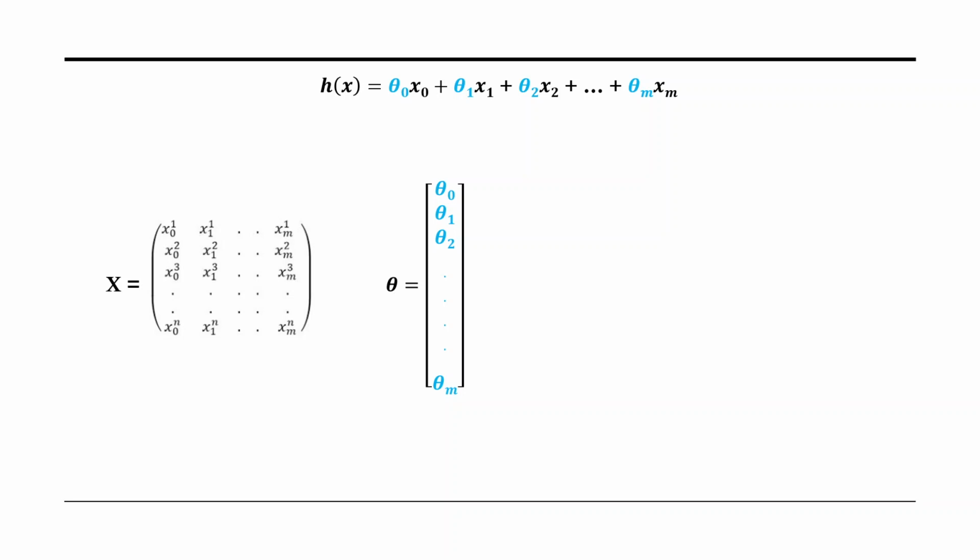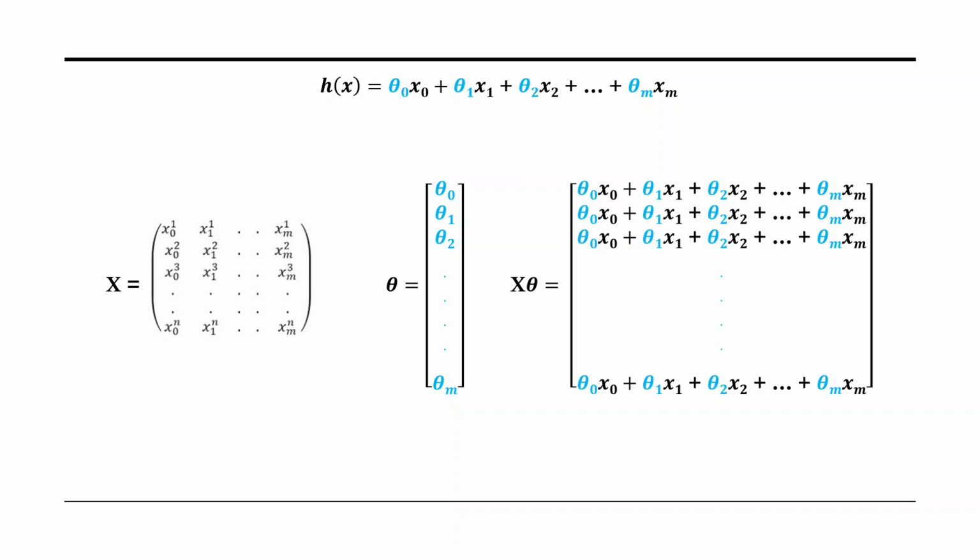So which one would I multiply first? Is it x times theta or theta times x? X times theta. Yeah, perfect. If I do that, you can see that I'm going to get the same equation above for each house. So I'm going to have n number of houses, and then all of these are added up, and you'll get your predicted value for your given model.